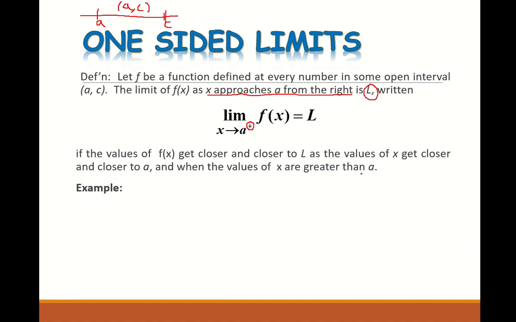Okay. Example: if you are given this instruction to evaluate the following limits, say here, the limit of the square root of x minus 3 as x approaches 3 from the right. So what is our L here? What is this equal to? What is our L?